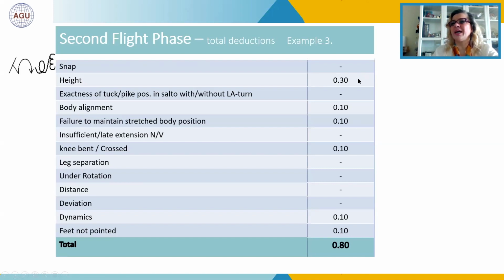So she got for the height 0.3, for the body alignment 0.1, for the failure to maintain stretched body 0.1, and 0.1 for bent legs or crossed feet, 0.1 for the dynamics, and 0.1 for feet not pointed. The total deduction in this vault for only the second flight phase is 0.8. Okay, that's it for the second flight phase.